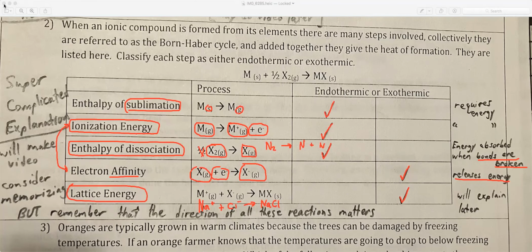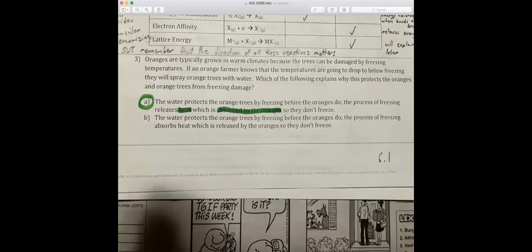And moving on. Next one's pretty simple if you just read it carefully. So oranges are sprayed with water. That seems counterintuitive because when we spray ourselves with water and go outside in the freezing cold, it's cold. But it actually protects the oranges. I'll see why here. So let's start with B.